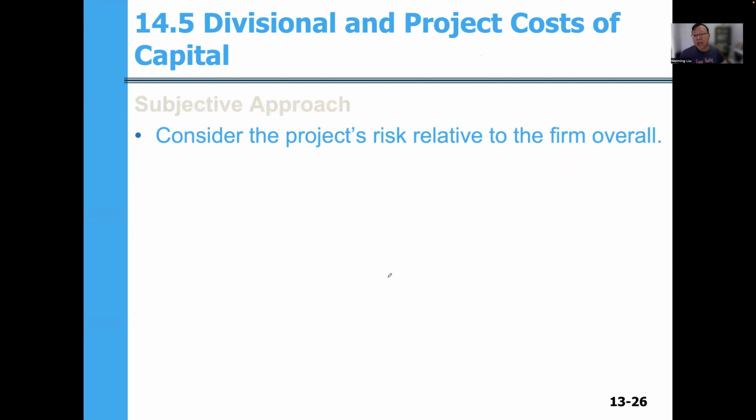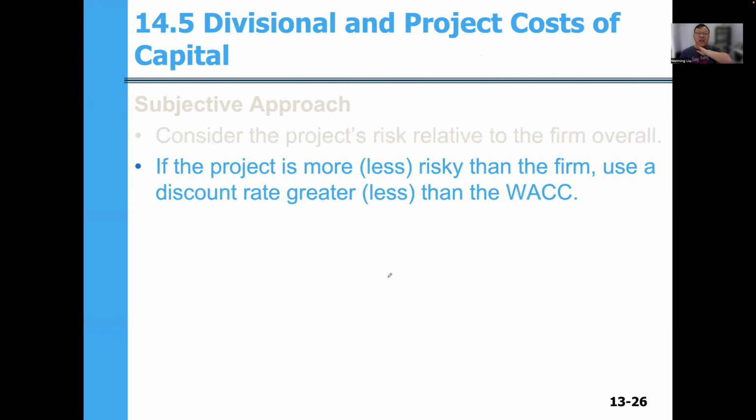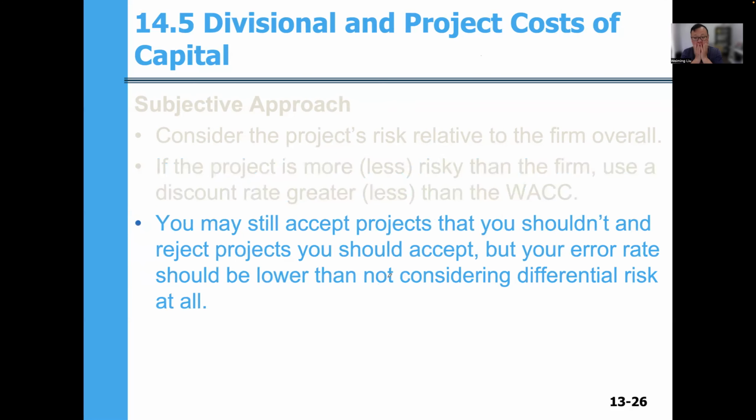Subjective approach. You want to consider your project's risk in the framework of the whole firm. If the project is more or less risky than the firm, you use a discount rate greater or less than the WACC. You may still accept projects that you shouldn't and reject projects that you should accept, but your error rate should be lower than not considering differential risk at all.